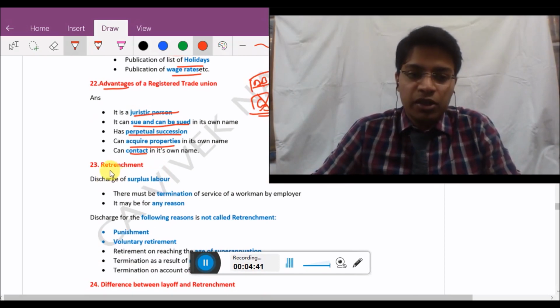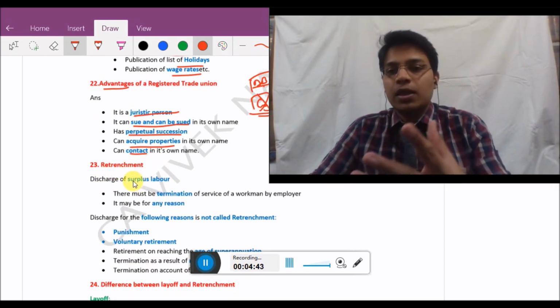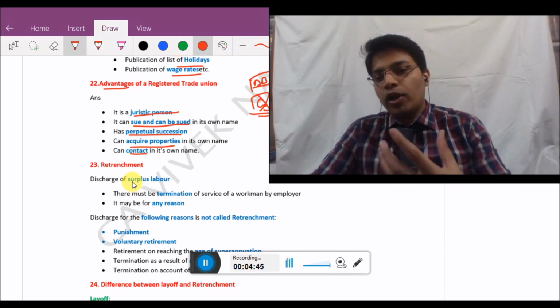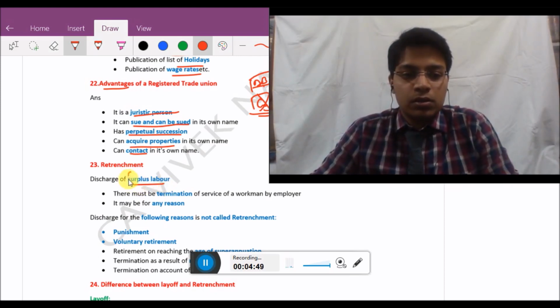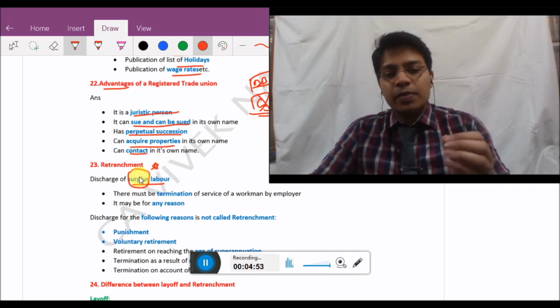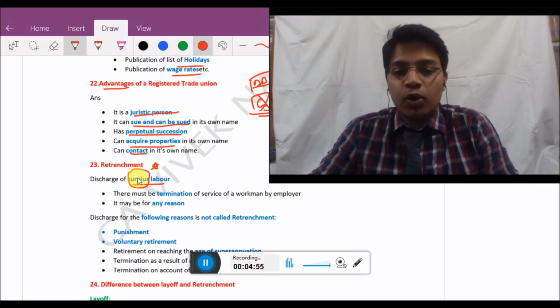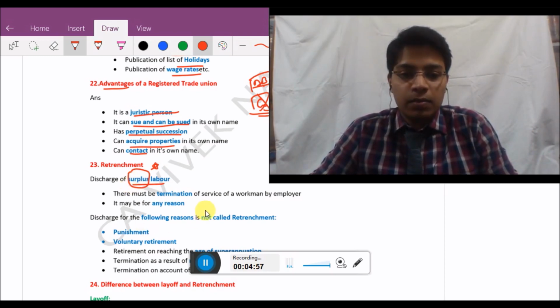Retrenchment. Retrenchment means what? Discharge of surplus labor. When an employer has surplus labor, he can discharge those laborers. This is important here, surplus. You have tried this in exam. There must be termination of service of a workman by the employer. The employer must terminate the service of the workman. It may be for any reason.